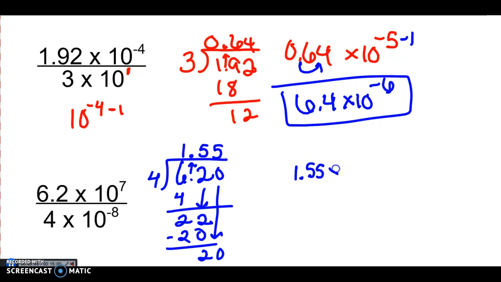1.55 times 10. And then I have 10 to the 7th minus a negative 8. Be careful. So remember, you add the opposite, so you have 7 plus 8 is 15. And if you look, this is already in scientific notation.